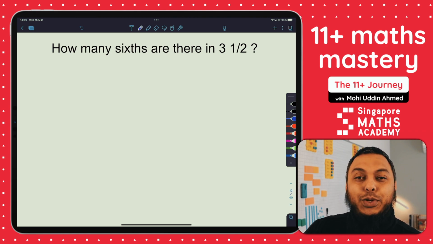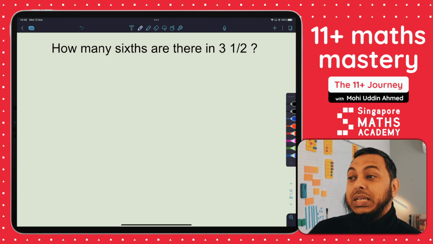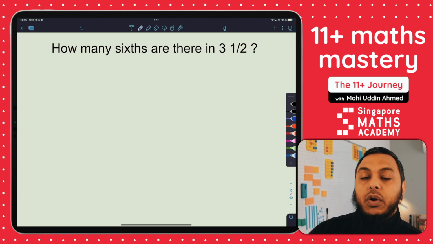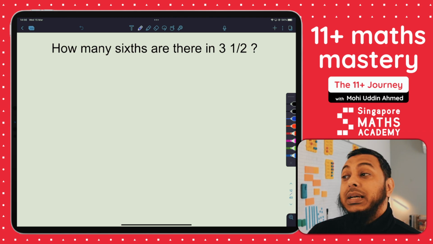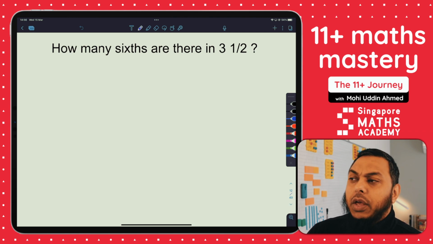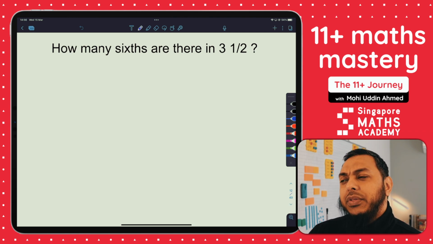And as you can see, I'm using my iPad again. So the question is, how many sixths are there in 3.5? With a question like this, typically, what would we do? We would probably get our kids to think about 6. Okay, and how many of them are there in 3.5?